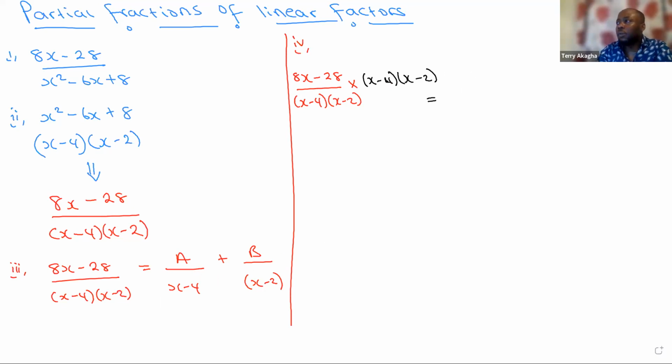It's going to be A. So we're going to multiply each of the components with the denominator. Multiply, same thing, the same denominator, x minus 4, x minus 2.